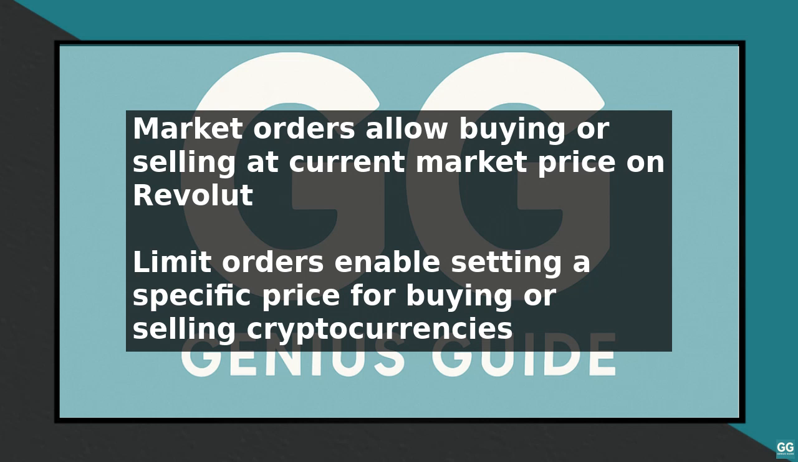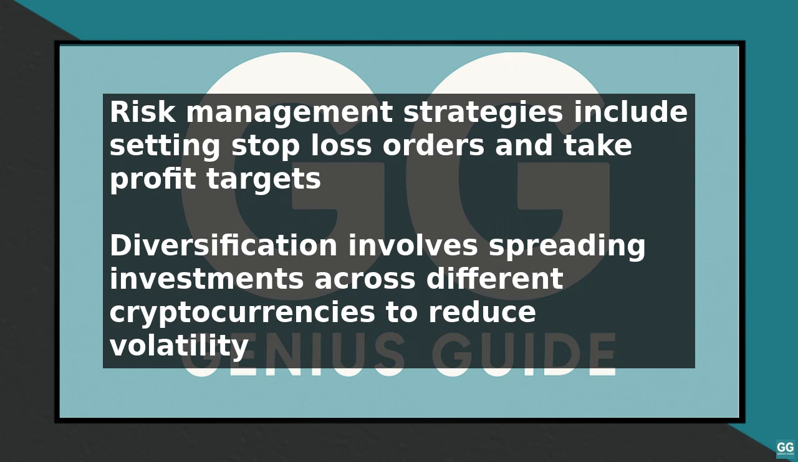Another essential aspect of crypto trading is diversification. This involves spreading your investments across different cryptocurrencies to reduce exposure to market volatility. For example, you can allocate a portion of your portfolio to Bitcoin, another portion to Ethereum, and a smaller portion to a lesser-known cryptocurrency. Staying up to date with market news and trends is also critical.